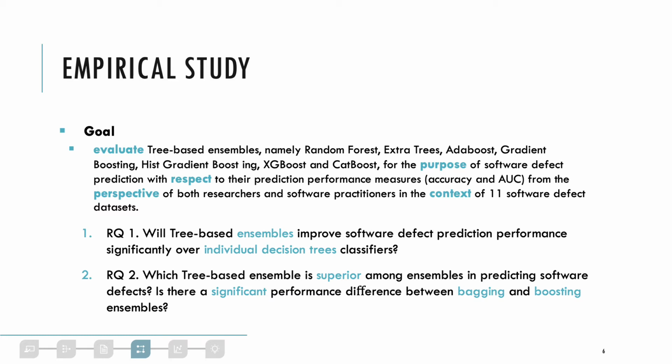In our empirical study, we have formulated the goal of the experiment using the GQM template, as we are planning to evaluate a set of tree-based ensembles for the purpose of software defect prediction with respect to their prediction performance reported in accuracy and AUC scores from the perspective of both researchers and software practitioners in the context of 11 software defect datasets. In order to achieve our goal, we have formulated two research questions.